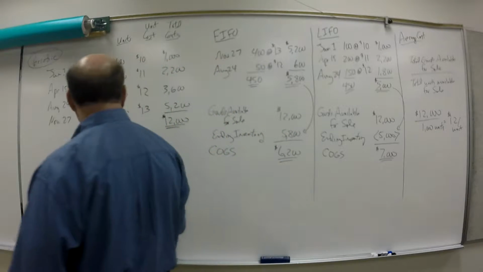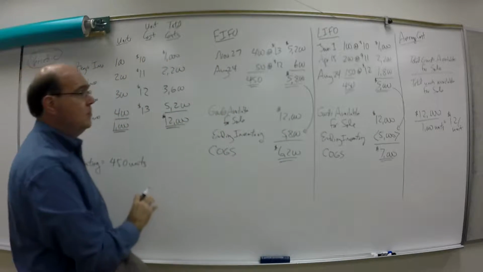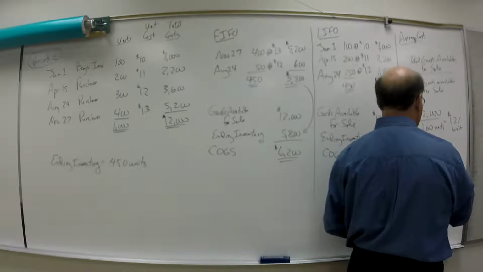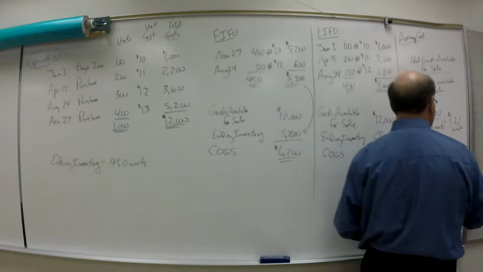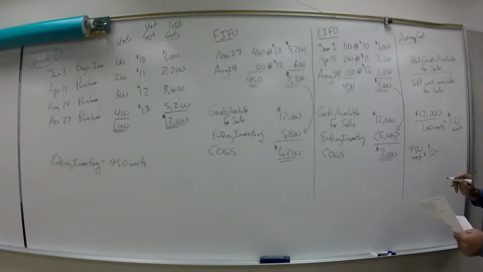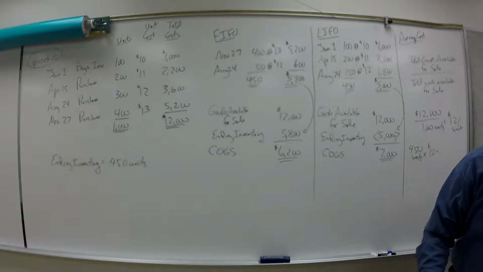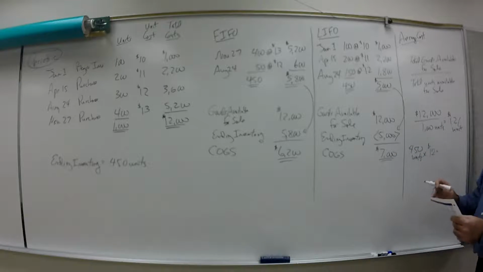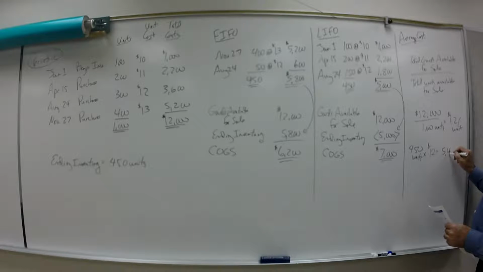Okay. Now we're going to use that to go back and apply against what we had. We had 450 units in ending inventory, right? So if we have 450 units times $12, what does that give us? Our ending inventory works out to be $5,400. Okay?